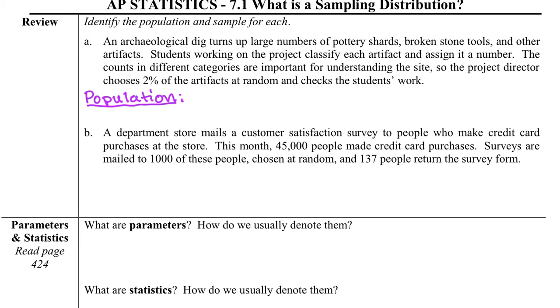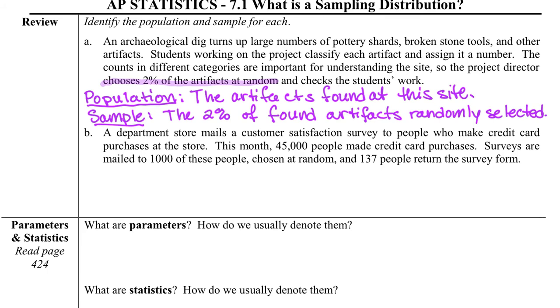In this problem, you can kind of tell where the population is because we're choosing 2% of the artifacts at random. We've selected those to check the student's work, and these are the artifacts that have been found. It's not all the artifacts that haven't been found, so you want to be really careful with how you word your population, because we're doing a random sample from the artifacts that were found, and that leads to what our sample is. So these are the 2% of found artifacts randomly selected. So be careful with your population, especially that you're only talking about what we're taking the sample from.